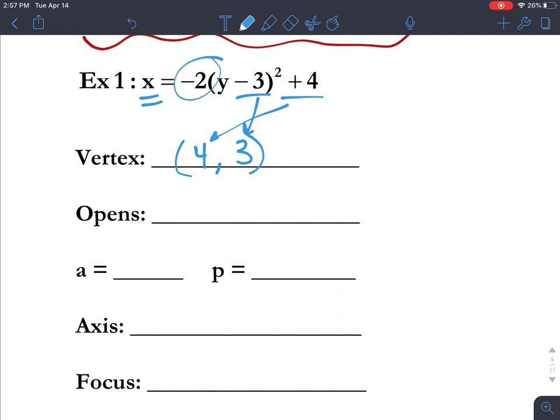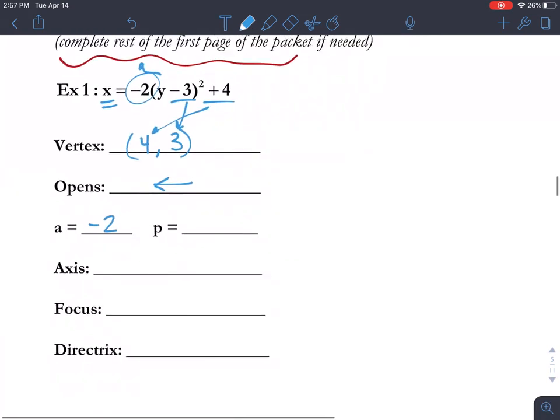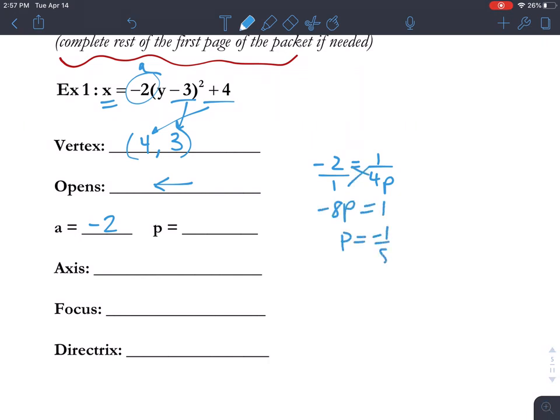It opens, okay, well, a is -2, which means it opens to the left. And we still find p from doing a equals 1 over 4p. So -8p, just cross multiply, equals 1. So p is -1/8. And we should be used to seeing some fractions for that value. That isn't shocking to us.